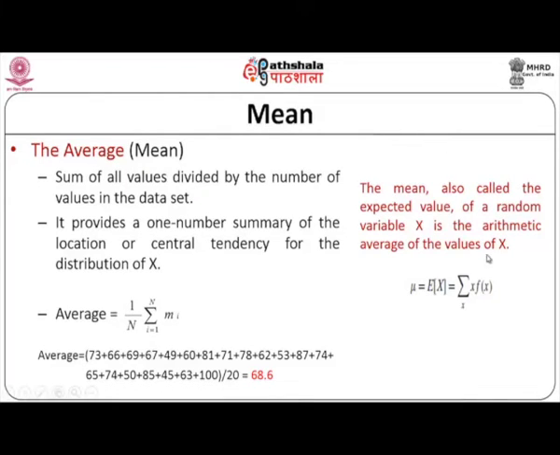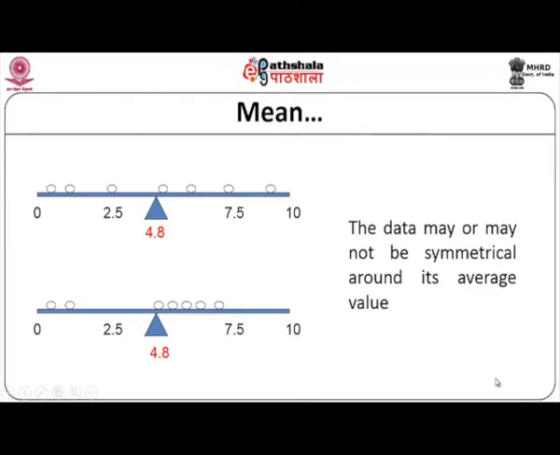So, the equation for the expected value of a random variable based on its arithmetic average is given here. E of x is nothing but the expected value of the random variable. Mu is the notation used for representing the metric called mean. So, this is equal to the summation of the variable with respect to its probability distribution function. Now, let us take two examples.